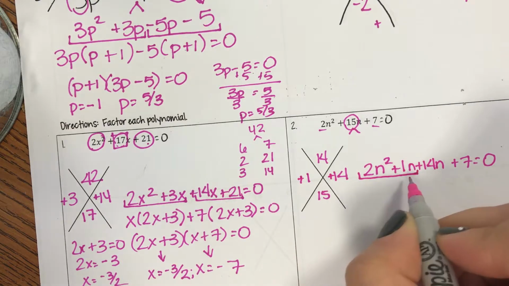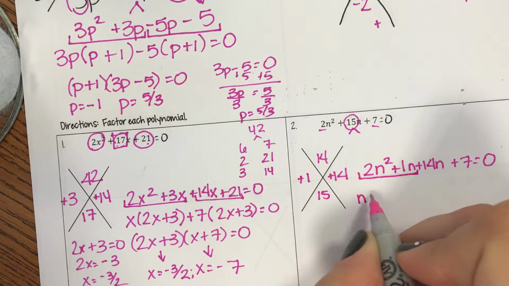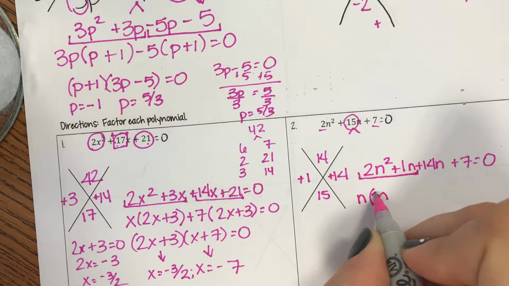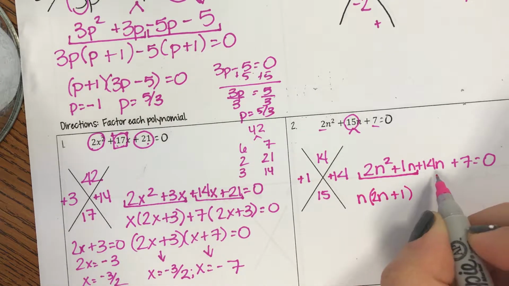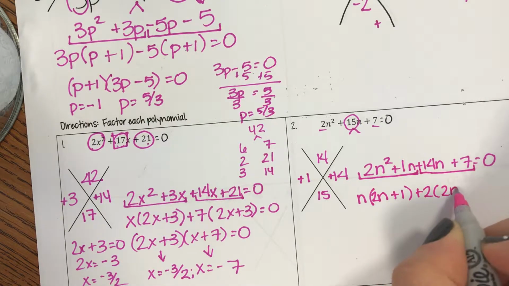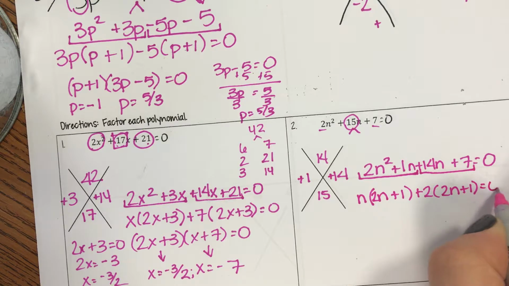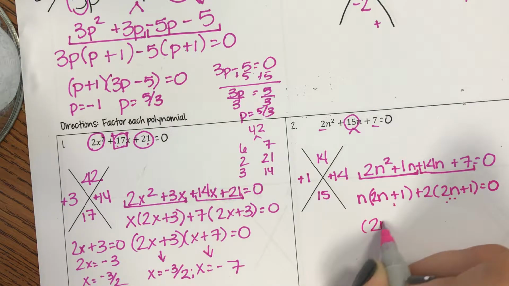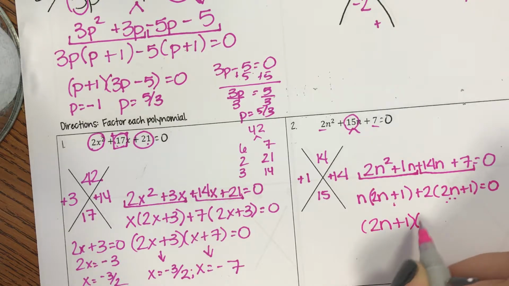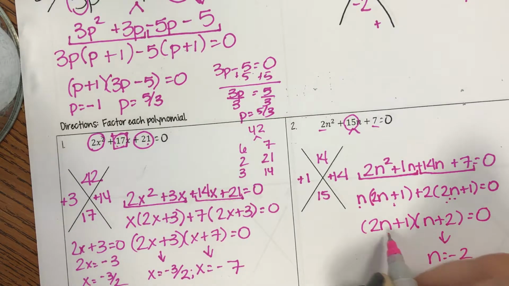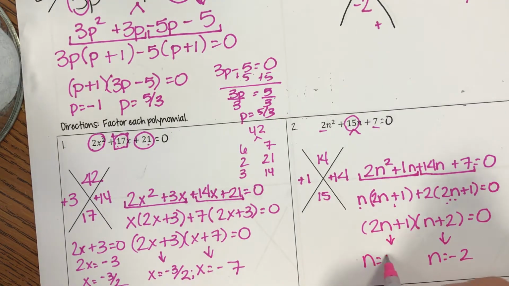There's nothing you can factor out of here except for an n. You can factor out of here a positive 2. Here's what factor that matches up. So one factor is 2n plus 1. The other factor is n plus 2. And this all equals 0. Here, n equals negative 2. Here, n would equal negative 1/2.